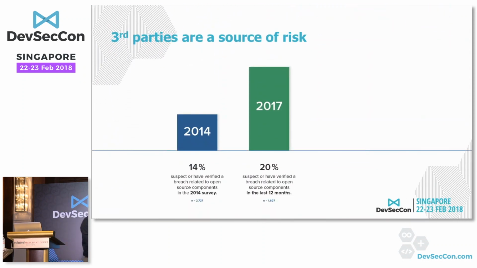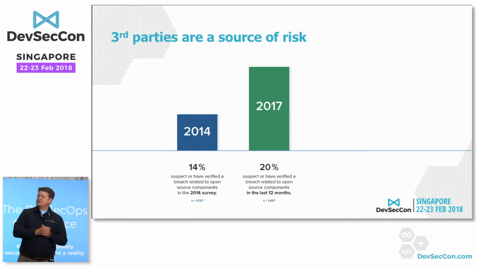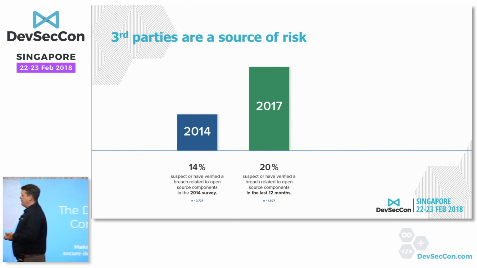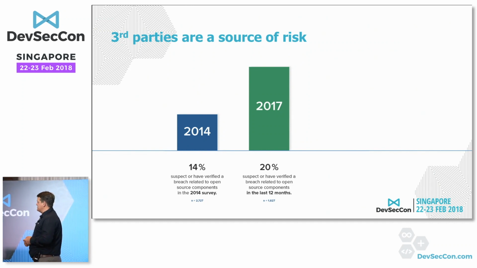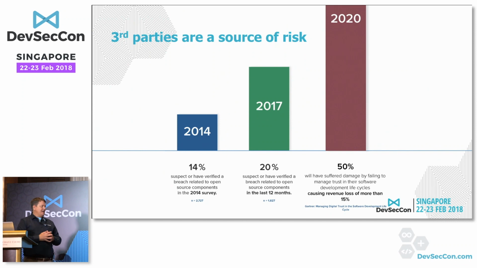So let's just recap. Third-party libraries as a source of risk. We ran a survey in 2014. We found that 14% of organisations thought that it was a problem. Last year when we did the same survey, 20% of organisations thought there'd been a problem. So this is saying you suspect or have verified that a breach relating to open source components has occurred to you in the last 12 months, up to 20%. This number here is really interesting. This is actually from Gartner.